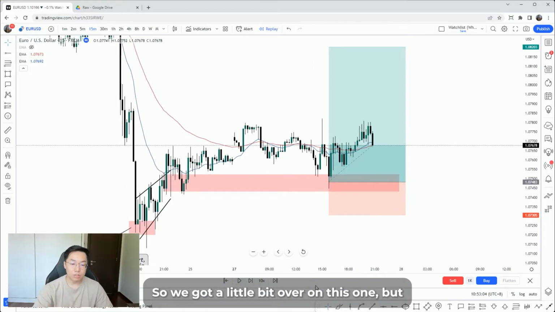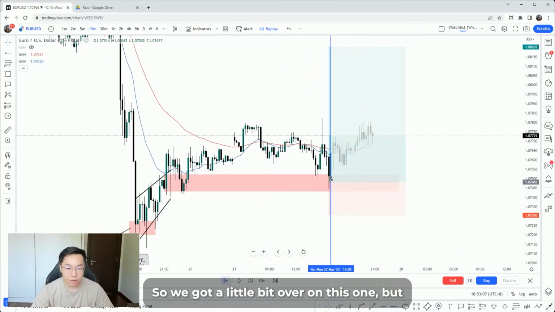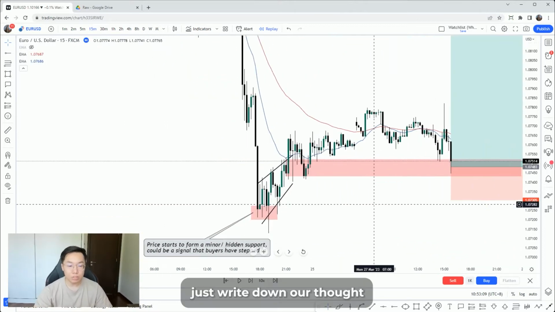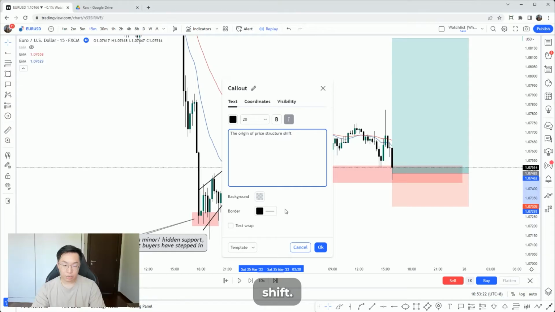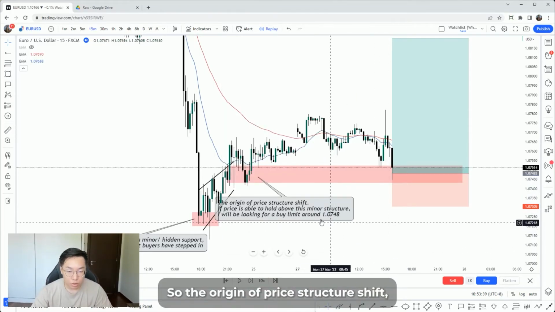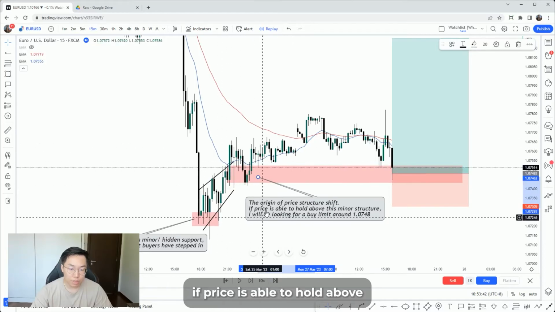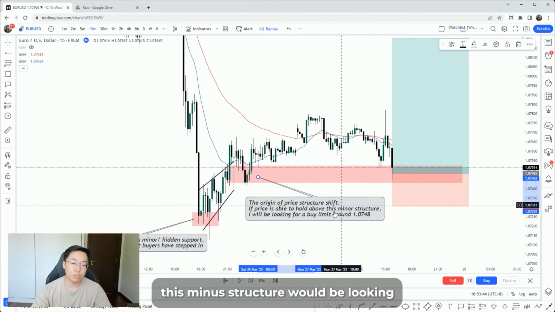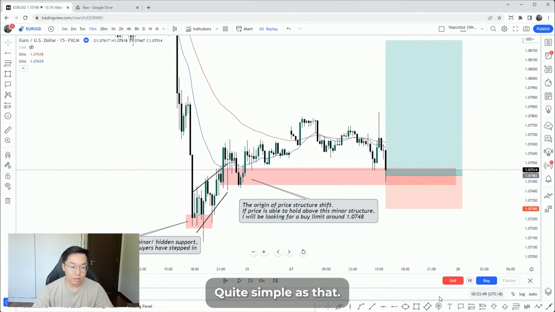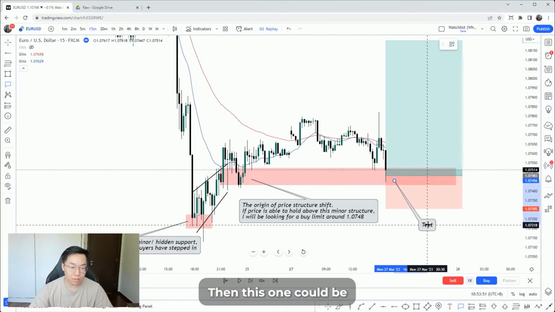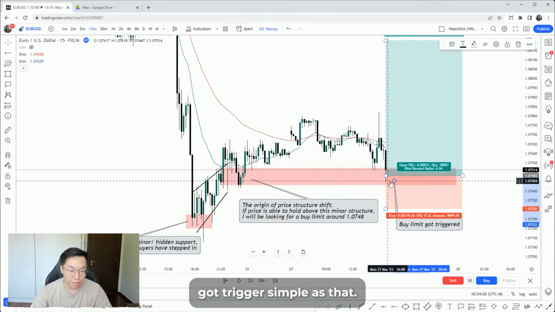So something like that. We got a little bit over on this one, but let's just write down our thought process, right? The origin of price structure shift. If price is able to hold above this minor structure, I'll be looking for a buy limit order. All right, simple as that. Then this one, the buy limit got triggered, simple as that.